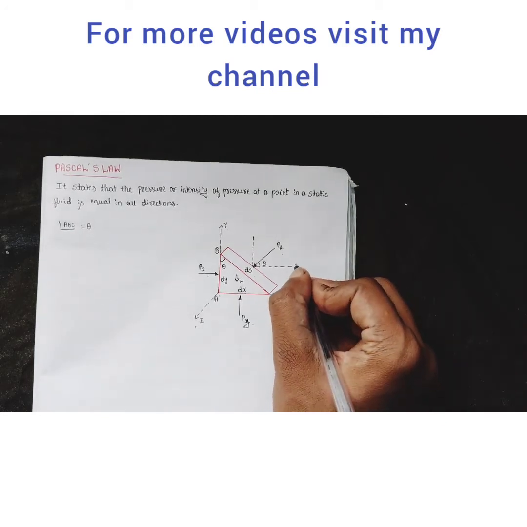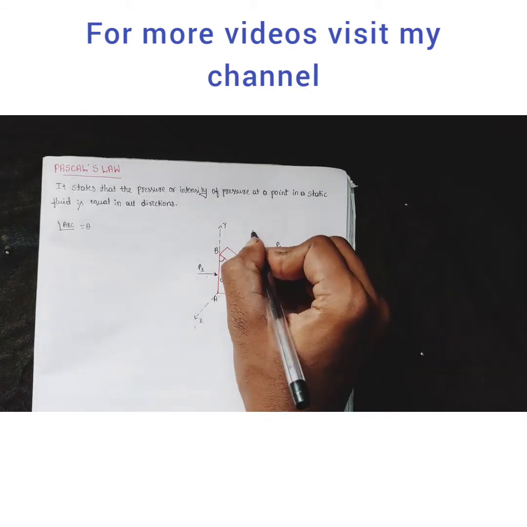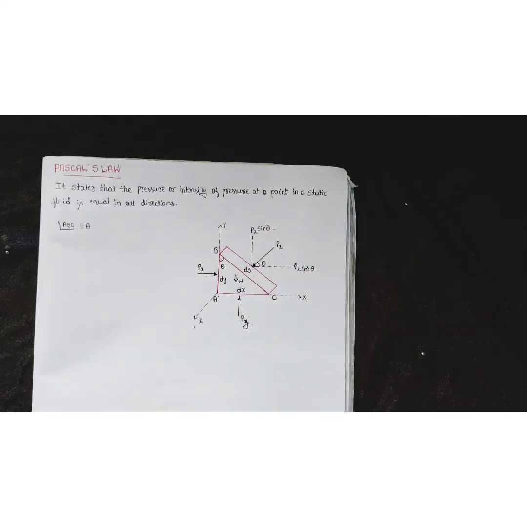So therefore here we are going to name it as Pz cos theta, and this vertical one more surface we can name it as Pz sin theta. Very simple. So if you observe like this, it's very simple. We are splitting this Pz into two components. One is vertical component, one is horizontal component.